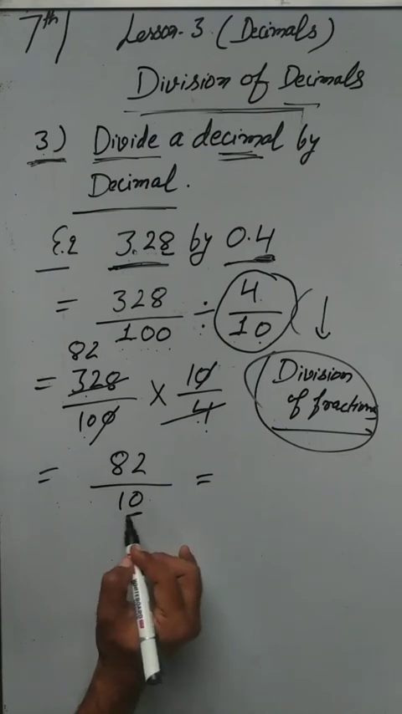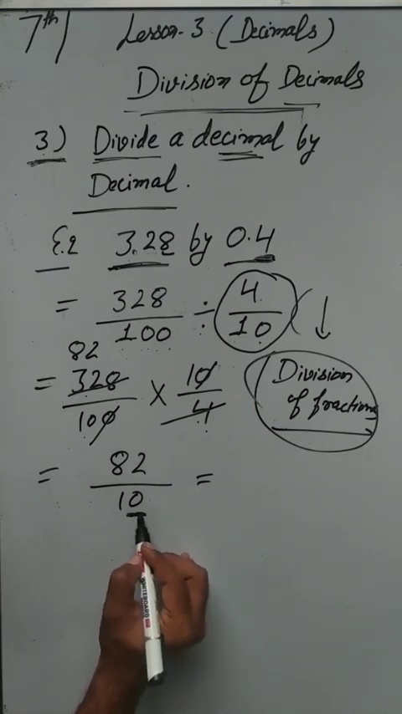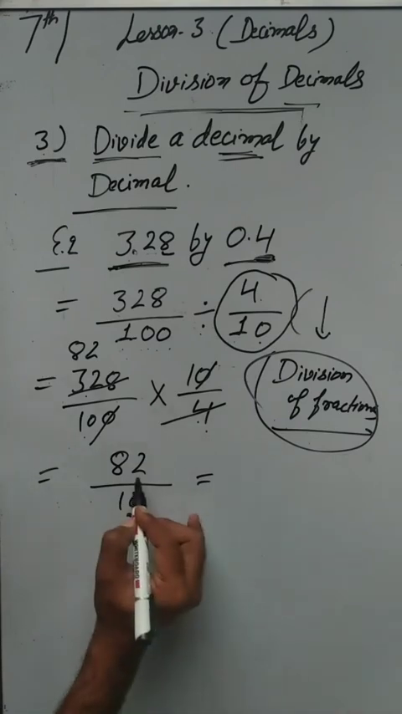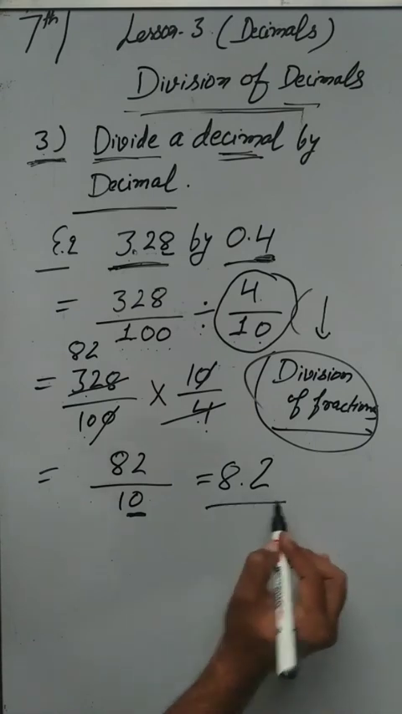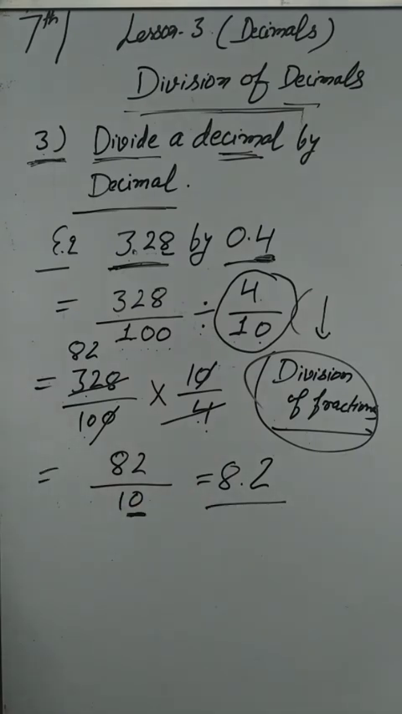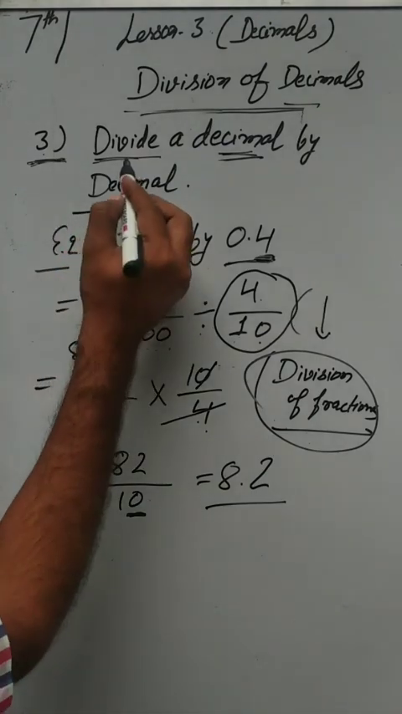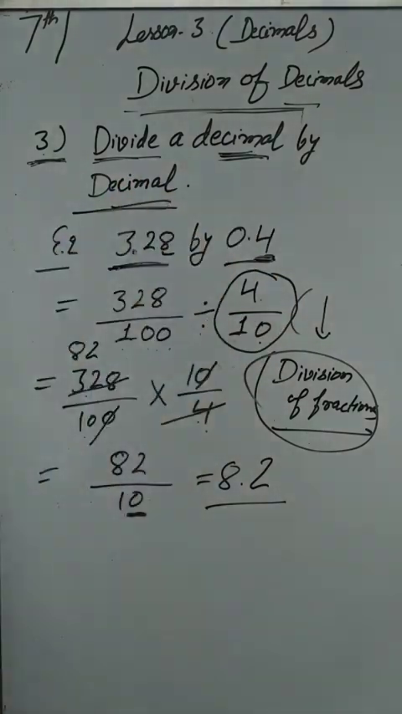Now we will leave one digit from the last because here is only one 0. Leave one digit from the last and place a decimal. It will become 8.2. This is your answer. Understood beta? In that way, you can divide a decimal by a decimal. Clear?